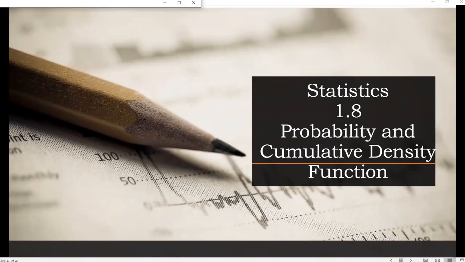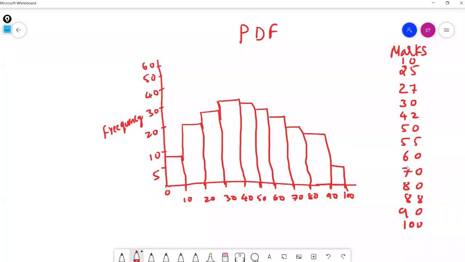Hello all. In this video, I'm going to talk about probability density function and cumulative density function. We will understand what exactly they are and how we can interpret cumulative density function and probability density function. PDF is basically probability density function. So what actually is the PDF?